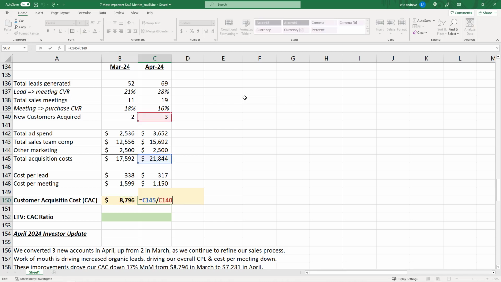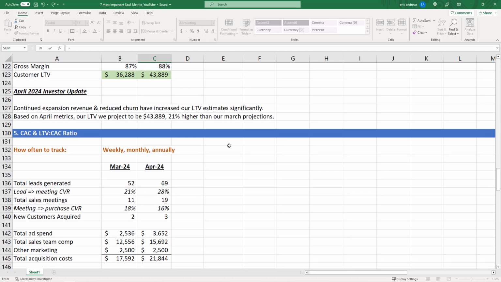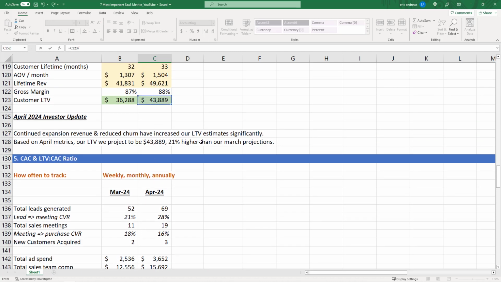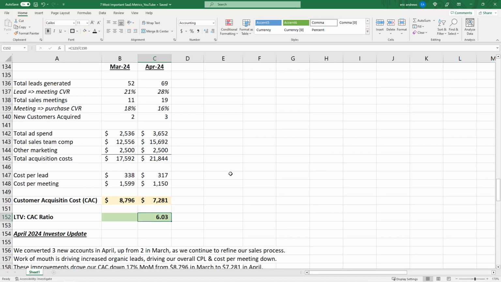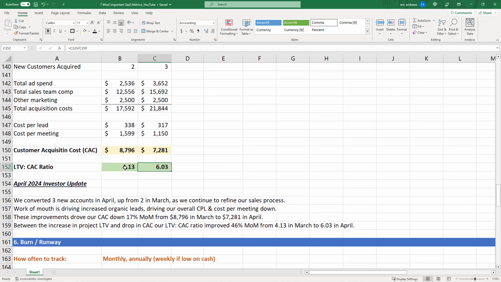So customer acquisition cost, we're saying, is the total marketing activity divided by 2 customers acquired. And here it's 3 customers acquired, so 7,300 versus 8,800. And so if we spend 7,300 to acquire a customer, and after we've acquired them we expect to make 44,000 of profit, our LTV to CAC ratio is 6, and in the prior month it was 4. 6 is a very strong number, especially for an early stage company. 5 and up is very, very strong. And even 3 and up is still pretty good in the early days.